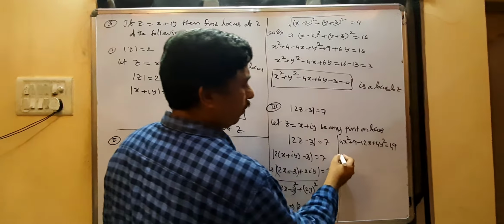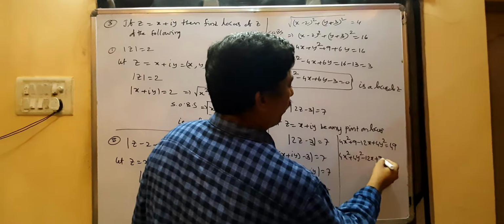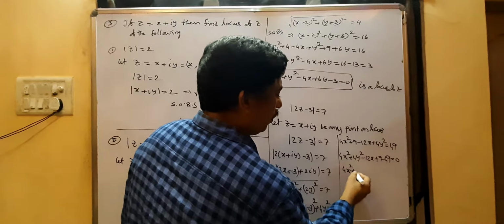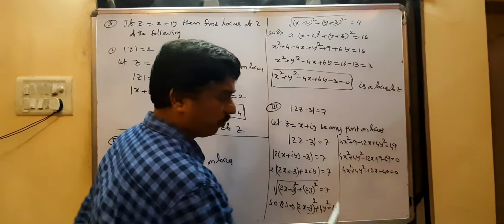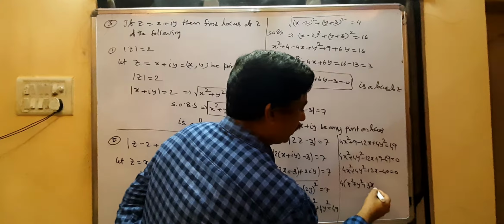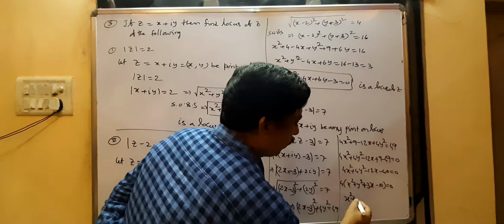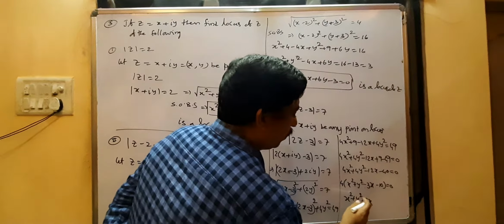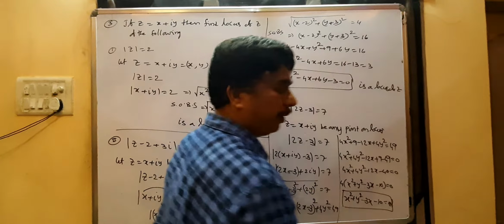Bring the 9 to the right hand side: we get 4x square plus 4y square minus 12x plus 9 minus 49 equal to 0. 9 minus 49 is minus 40. So 4x square plus 4y square minus 12x minus 40 equal to 0. What is the common number from these? 4 is common. x square plus y square minus 3x minus 10 equal to 0. This is the locus of z. Copied.